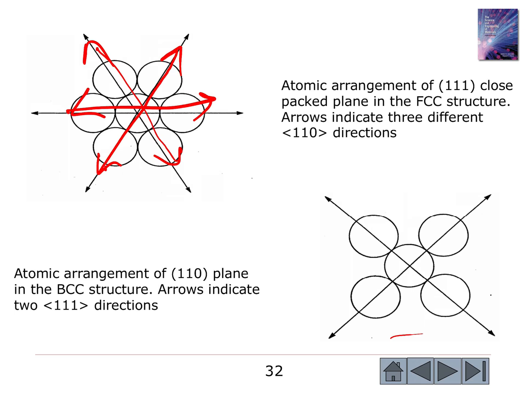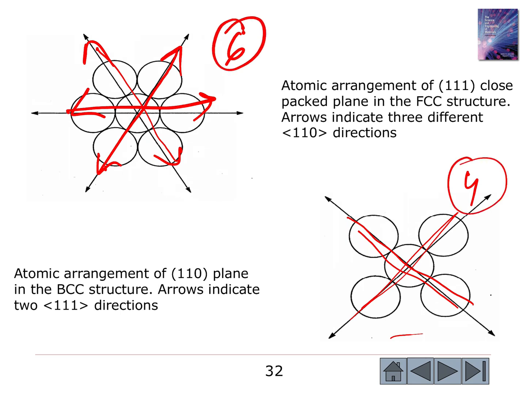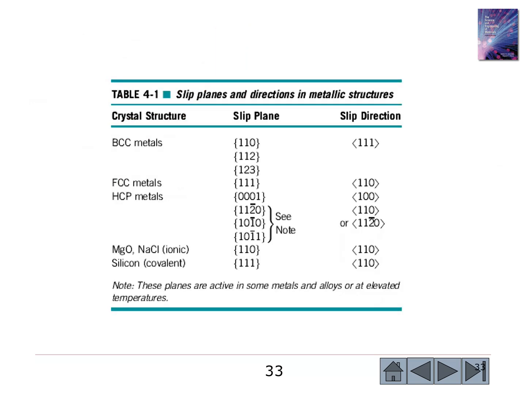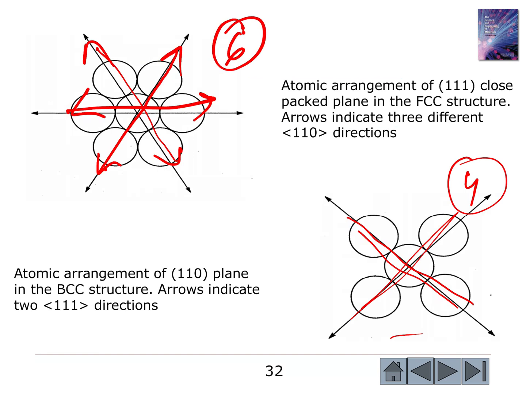Whereas in BCC, the dislocation can only move along these two diagonals. So here we have 4 directions. So 6, 4, right? So more ways in FCC than BCC for a dislocation to move. So FCC will be ductile. Dislocation can easily be moved, right? And BCC will tend to be brittle because the dislocation will not be able to move that easily.